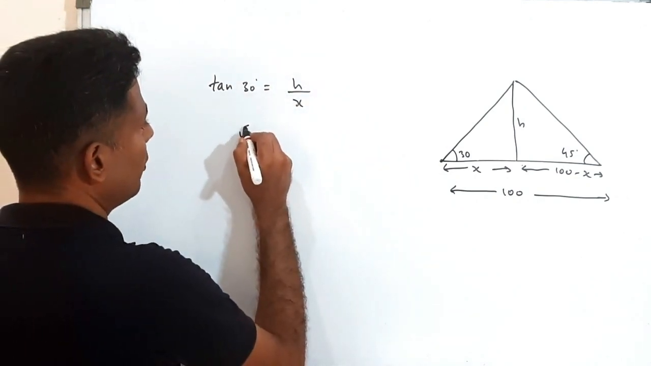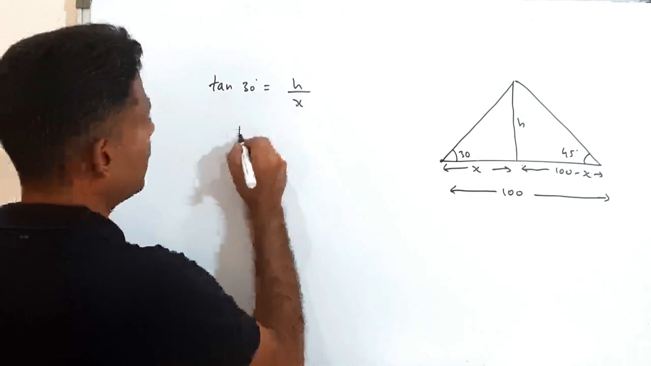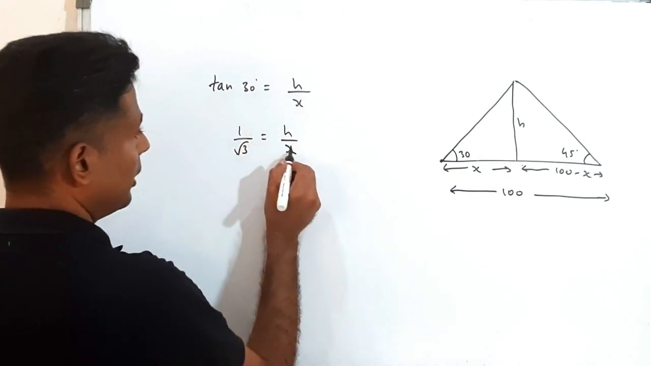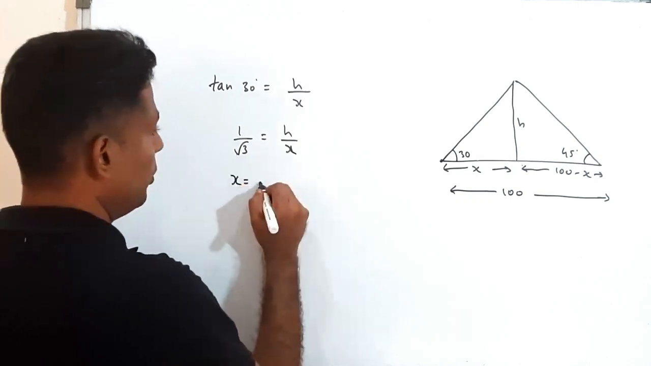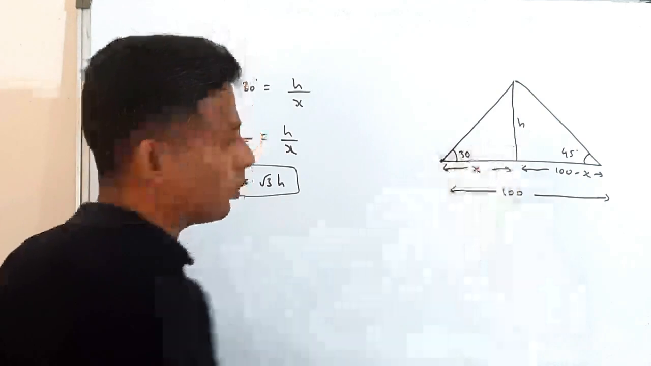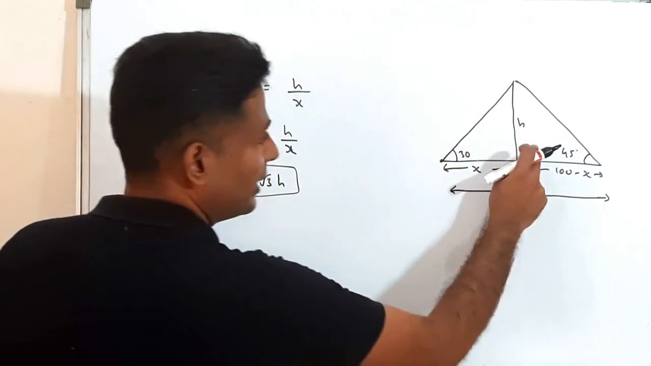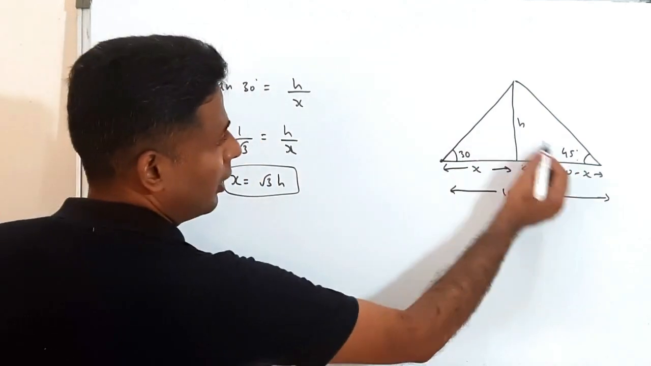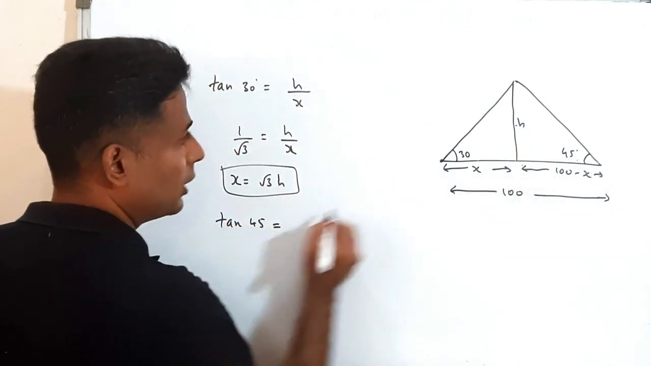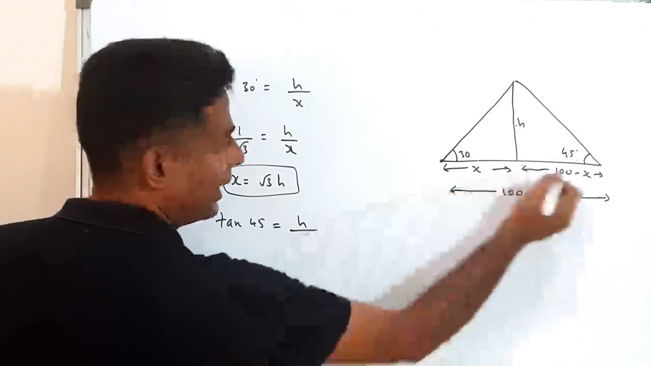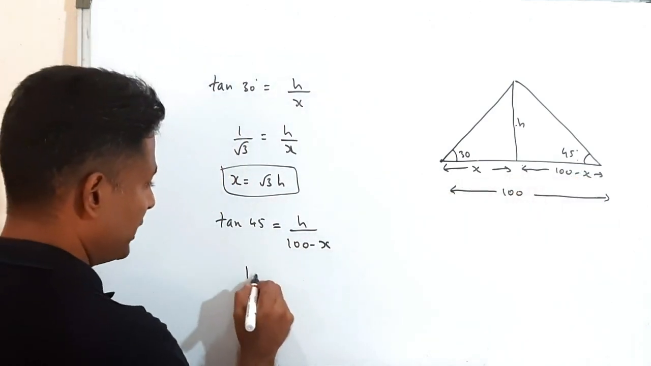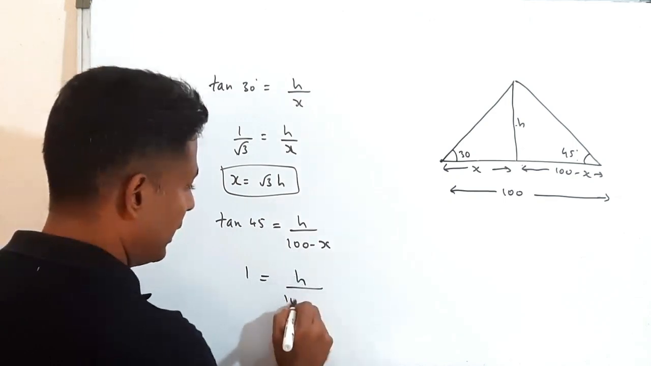So tan 30 is 1 by root 3, right? 1 by root 3 equals h by x. So transposing, x equals root 3 h. So from this we got x equals root 3 h. Now taking this one, we have angle, opposite and adjacent. So tan 45 degrees equals opposite, that is h, by adjacent, that is 100 minus x. Tan 45 is 1, so 1 equals h by 100 minus x.